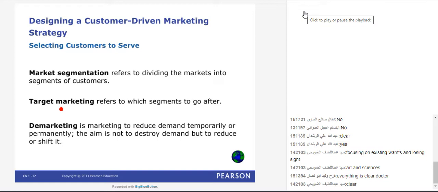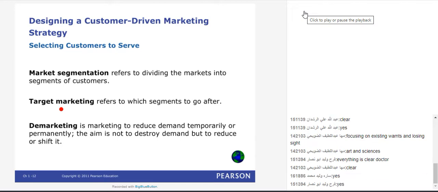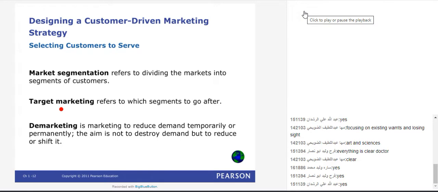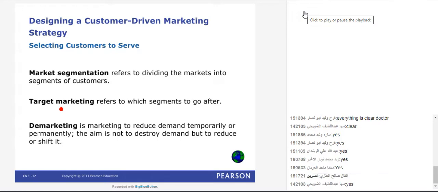طيب. What is demarketing? As you can see, demarketing is the opposite of marketing. If we are marketing a product, we are encouraging people to increase their consumption. صح؟ لما انت بتعمل marketing for a product, you are trying to increase consumption of this product. بتشجع الناس يشتروا اكتر. Demarketing is encouraging people to reduce demand.